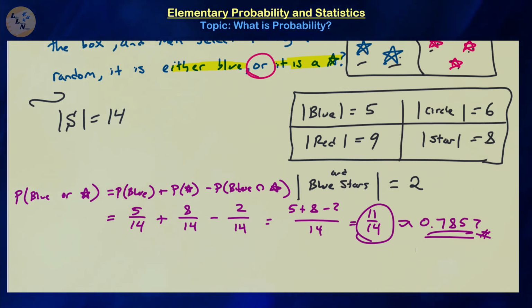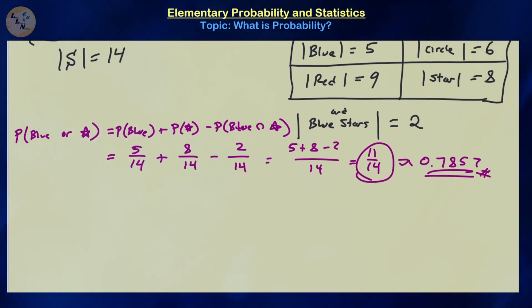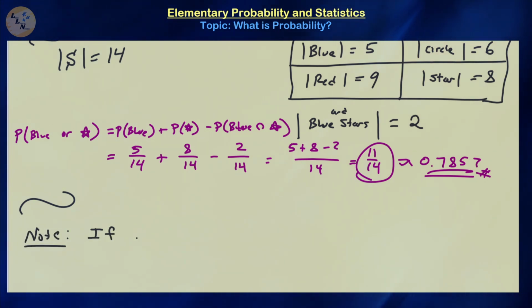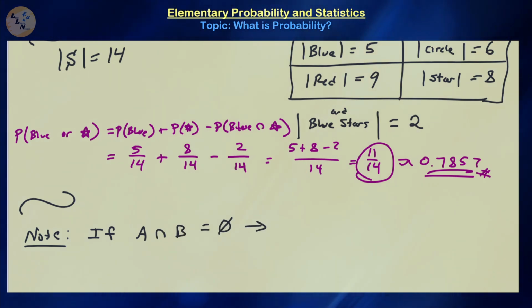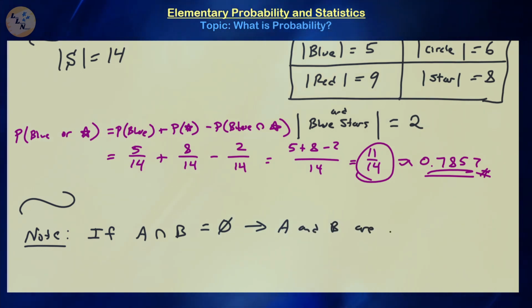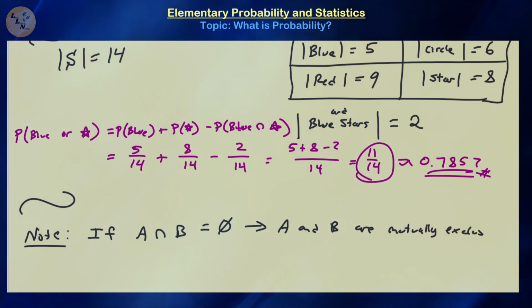Now again, I did mention one term before that is going to be very important, and that is mutually exclusive events. If the overlap of A and B is the empty set, then we call A and B mutually exclusive events.